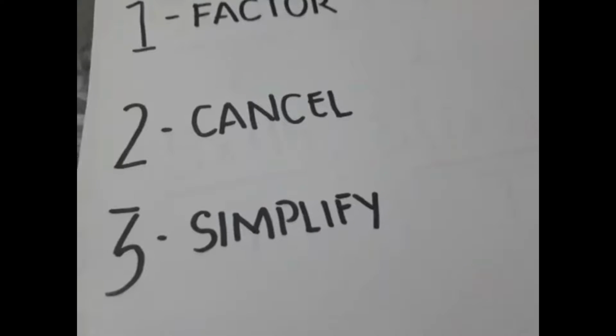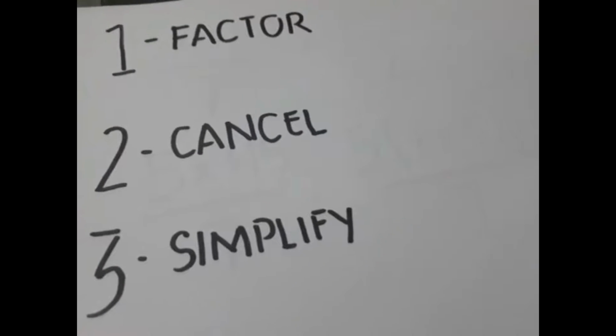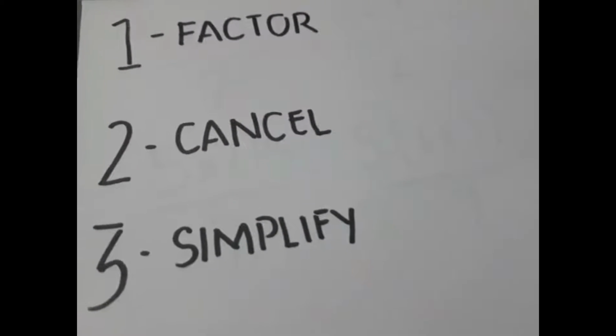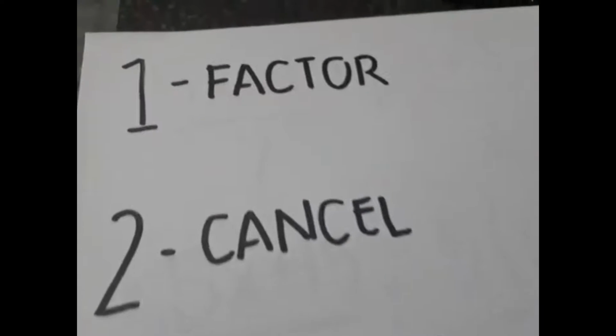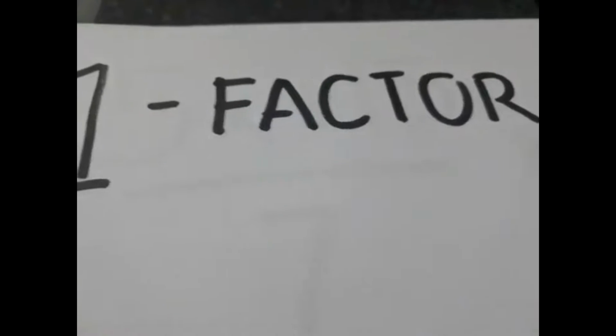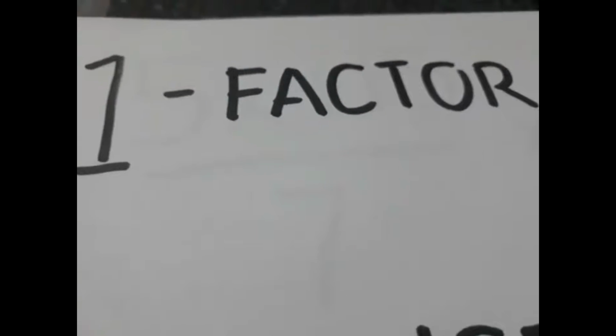Now, here are 3 simple steps on how to multiply rational expressions. Step 1. Factor. Completely factor both the numerators and denominators of all fractions. Step 2. Cancel. Cancel or reduce the fractions.